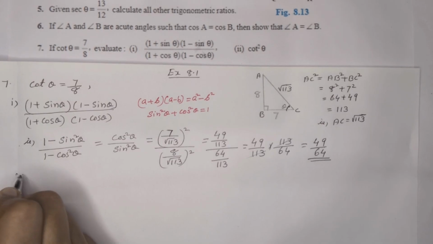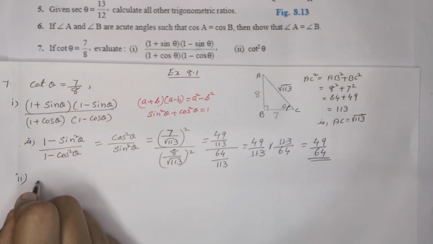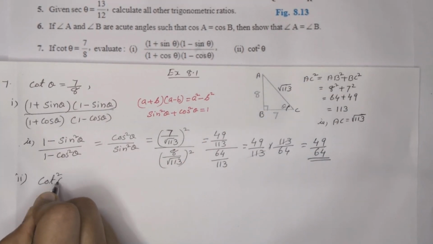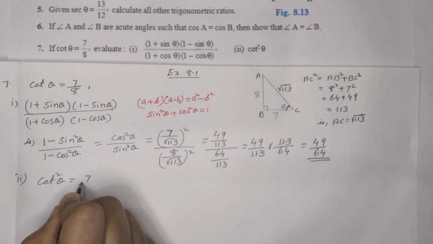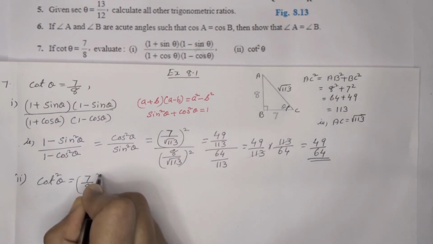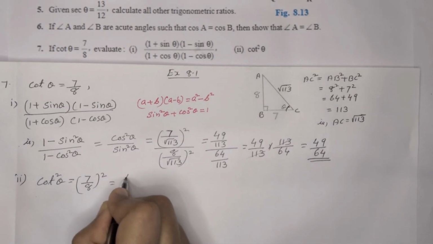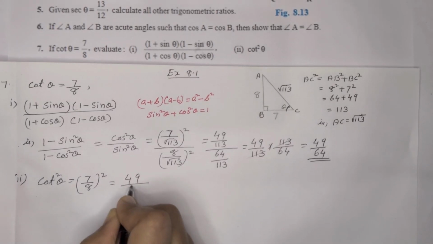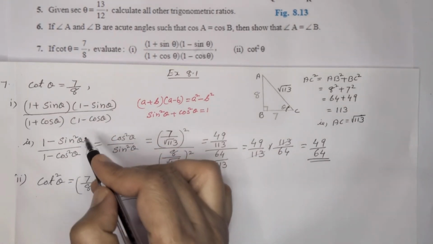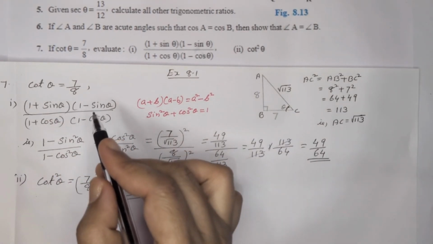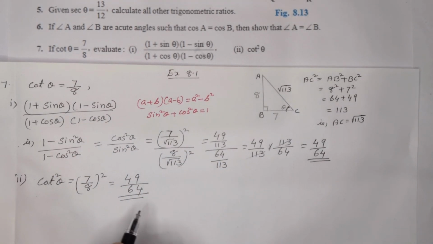Same with the second part, cot square theta. Cot theta is here given as 7 by 8. So 7 by 8 the whole square, which is equal to 49 by 64. Cot theta is 7 by 8. Cot square means that value, just square it, 49 by 64.